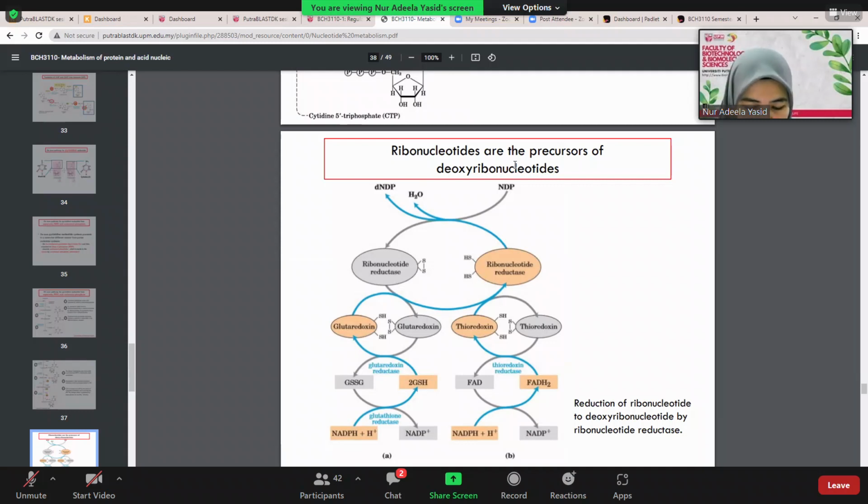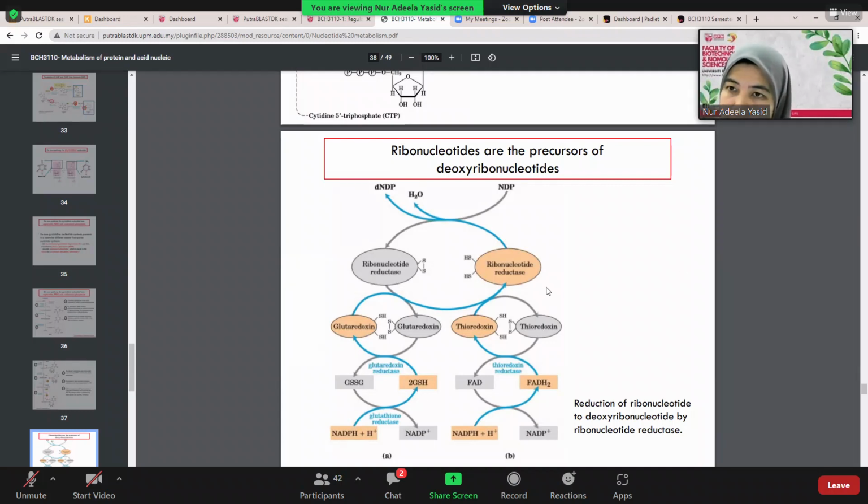There are actually many more details, but I don't think I'm going to discuss in detail what happens in the enzyme activity, because there are three classes of ribonucleotide reductase: RNR1, RNR2, and RNR3. The enzyme mechanism of ribonucleotide reductase involves disulfide formation reactions, and it also involves thioredoxin.